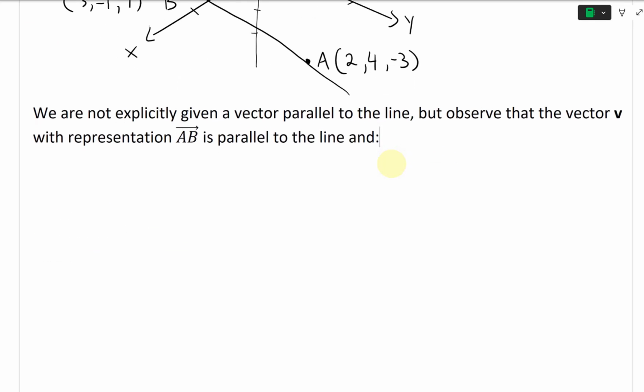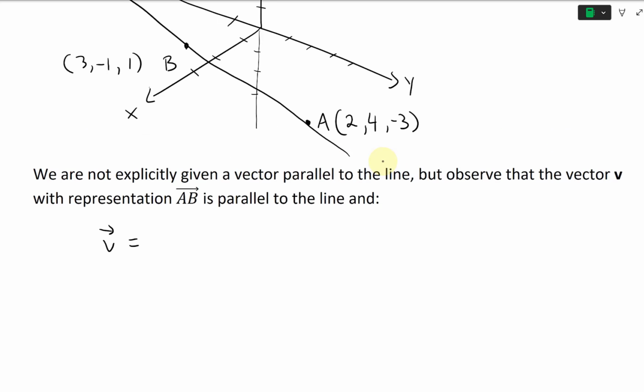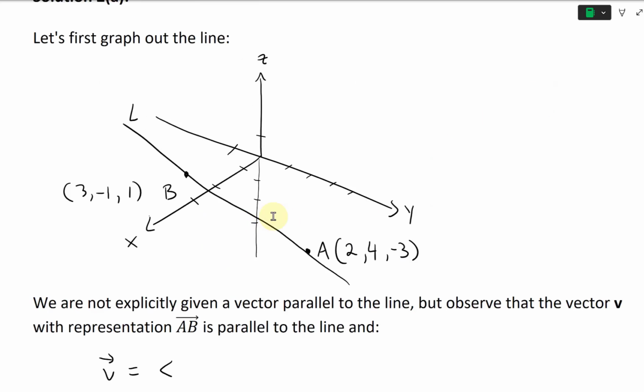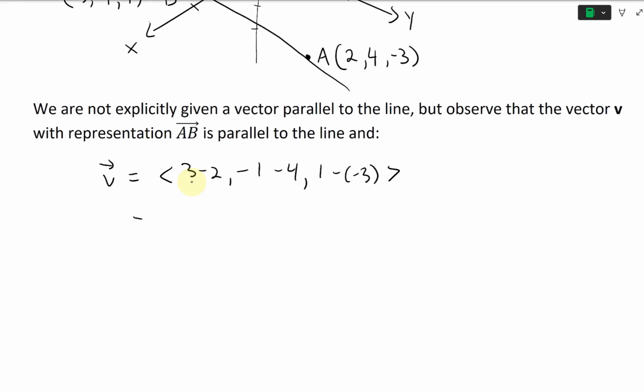And we can write that out. That's just going to be v. It's going to equal the difference, our position vector. V is equal to, going from A to B, 3 minus 2, and then negative 1 minus 4, and then 1 minus negative 3. So this one minus this last one. Solving this, 3 minus 2 is 1, negative 1 minus 4 is negative 5, and 1 minus negative 3 is 1 plus 3, that's going to be 4.